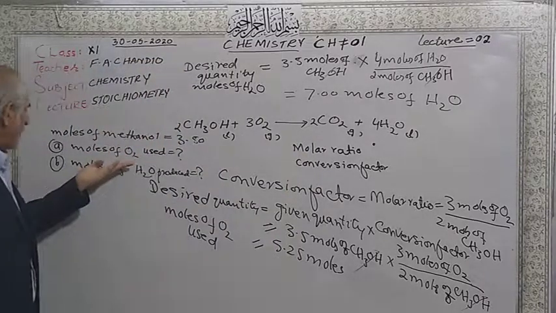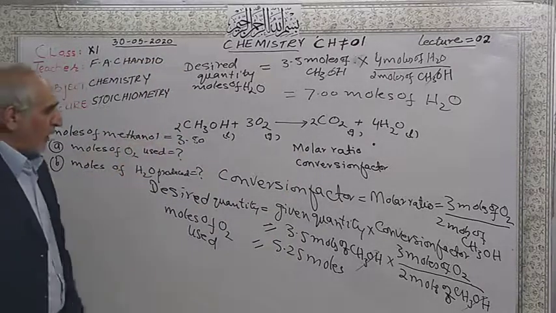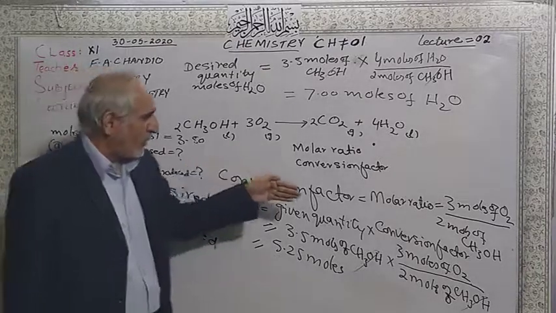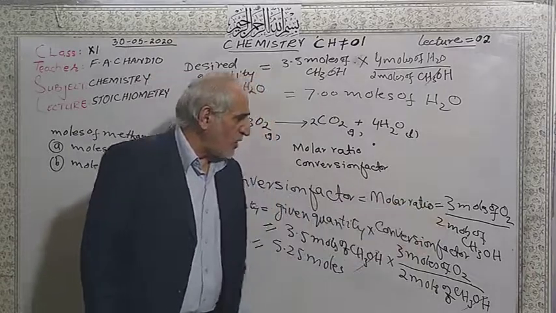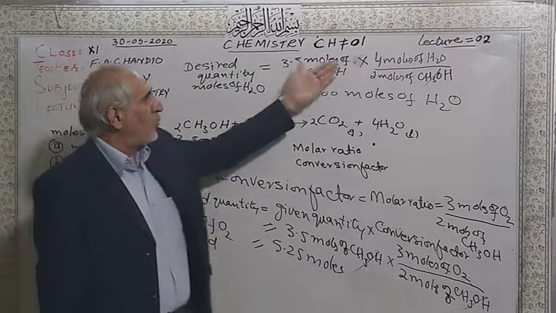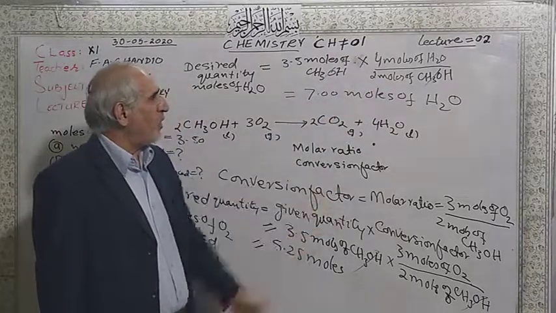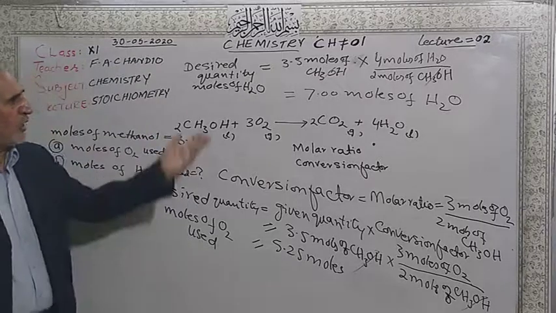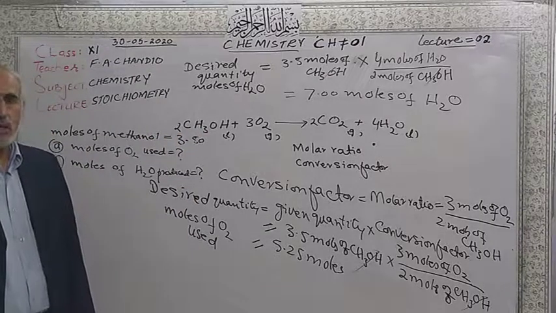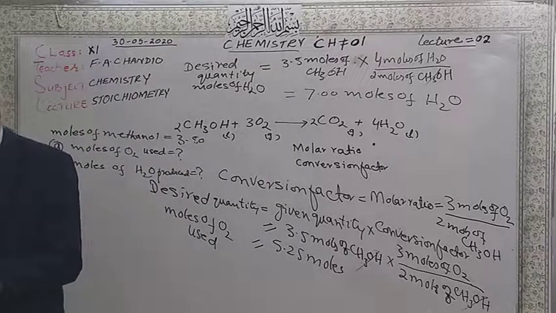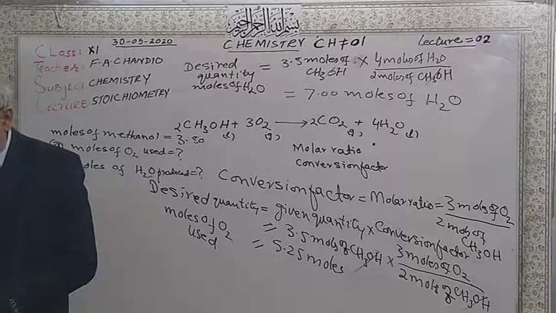Then, what is the given quantity here? 3.5. So the total answer will be 3 moles of oxygen divided by 2 moles of methanol, multiplied by 3.5 moles of methanol. And for water, 4 moles of water divided by 2 moles of methanol, multiplied by 3.5 moles of methanol, and you will get the answers. So dear students, you have to calculate this one. Maybe you also have it in some exercise questions.